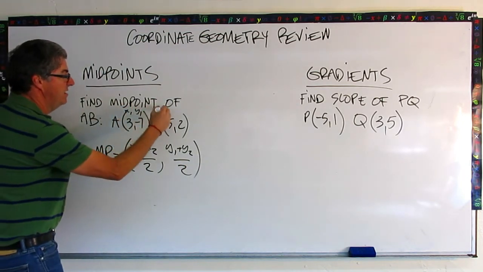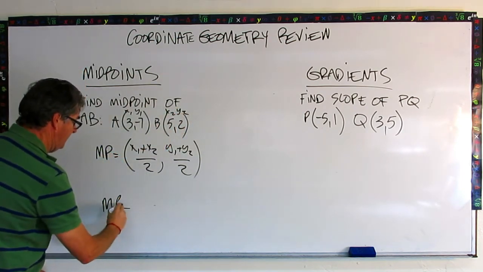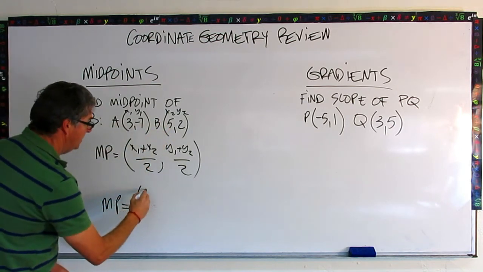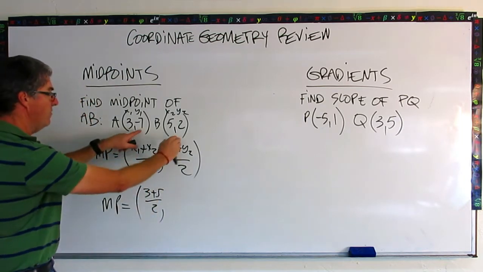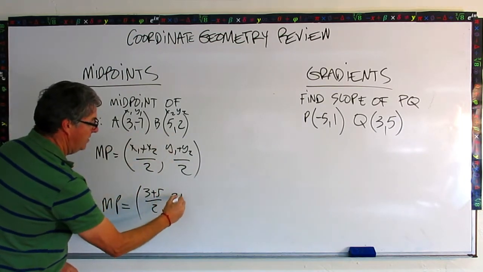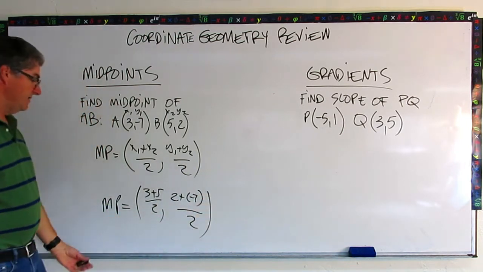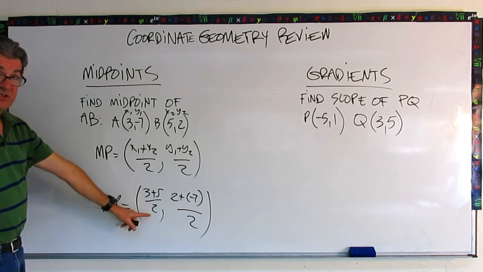x1, y1, x2, y2. So the midpoint is going to be x1 plus x2, that's, well, let's just do the plug-in step. And then y1 plus y2, like that. Now simplify. 3 plus 5 is 8, over 2 is 4.